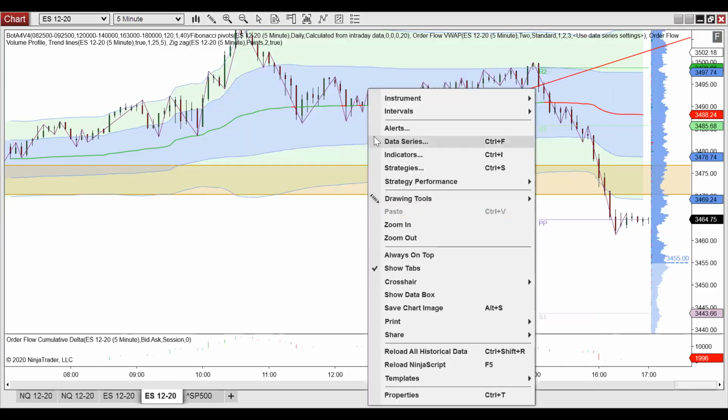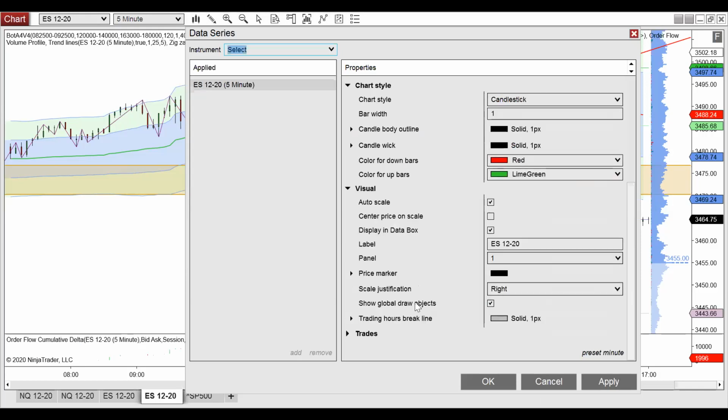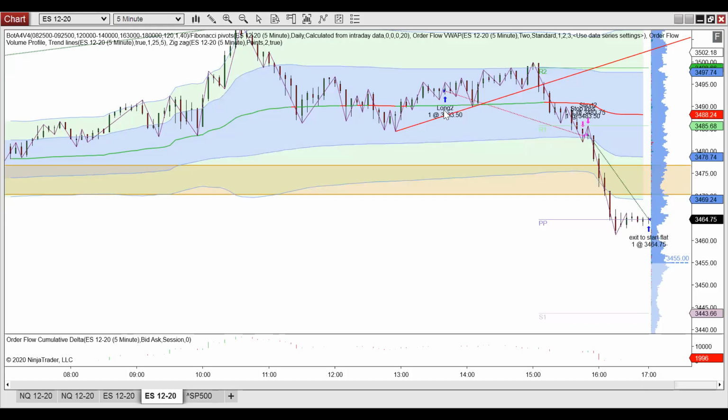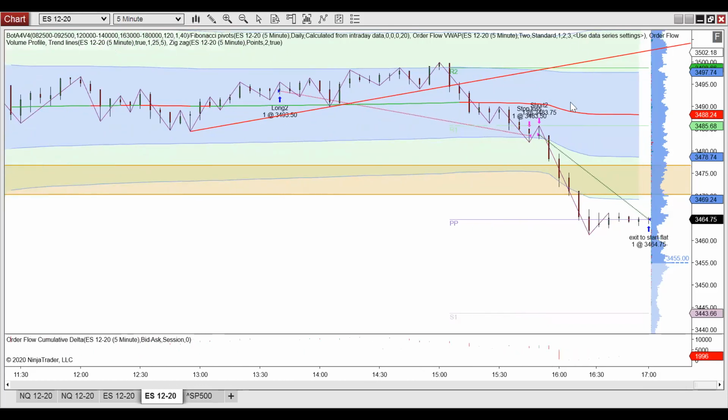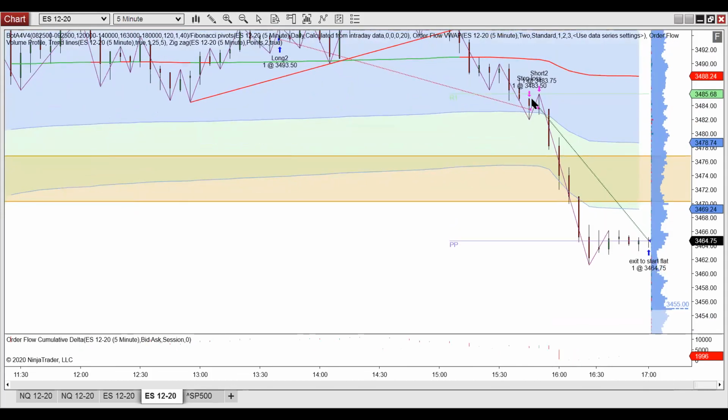Oh, you know what happened? With the data series, sometimes it doesn't show. You've got to make sure that this is on the trades. It would show do not plot. So if you want to plot it, under text and marker, make sure that plot executions is on. And that's it. See, voila, long. I got stopped out there. This is short. So after I got stopped out, this will be short. Okay.